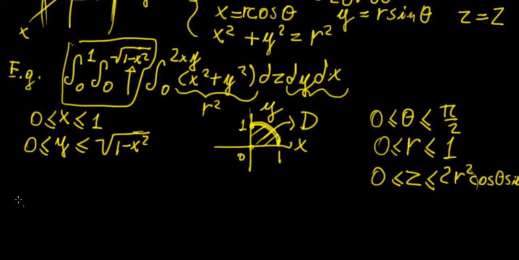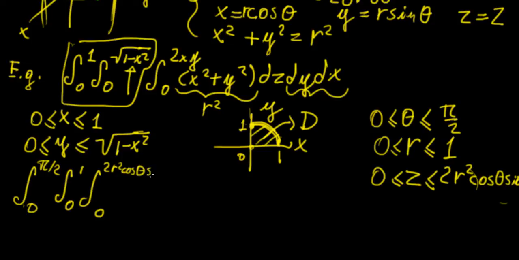So let's do that. We're going to have the integral. Just for the sake of argument, I am going to integrate in this same order. We're going to get started with z, which is the one that is dependent on a function of the other two variables. Then we're going to integrate with respect to r, and then with respect to theta. So let's do just that. We're going to have 0 to pi on 2, then 0 to 1, and then 0 to 2r squared cosine theta sine theta.